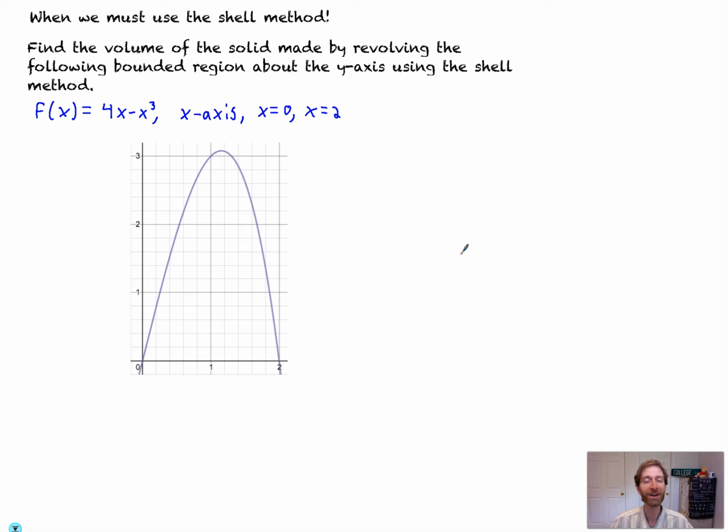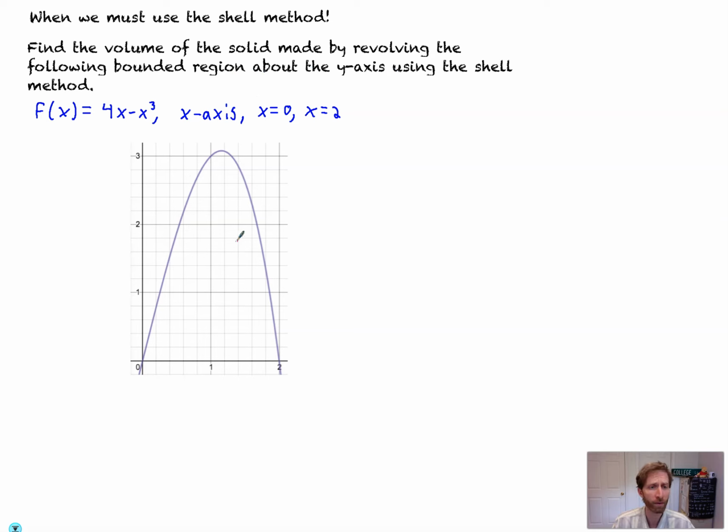All right. Here we go into the second video on shell method, where we're going to see why shell method is so necessary sometimes for finding volumes of solids of revolution. So in this problem, it says find the volume of the solid made by revolving the following bounded region about the y-axis using the shell method.